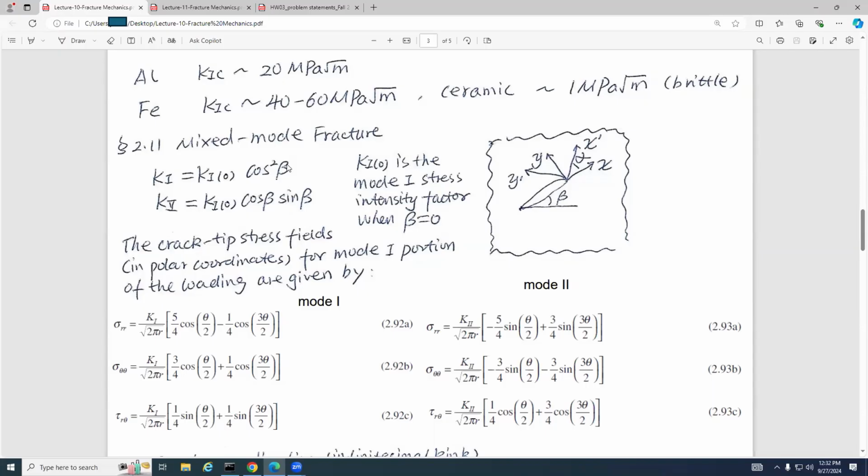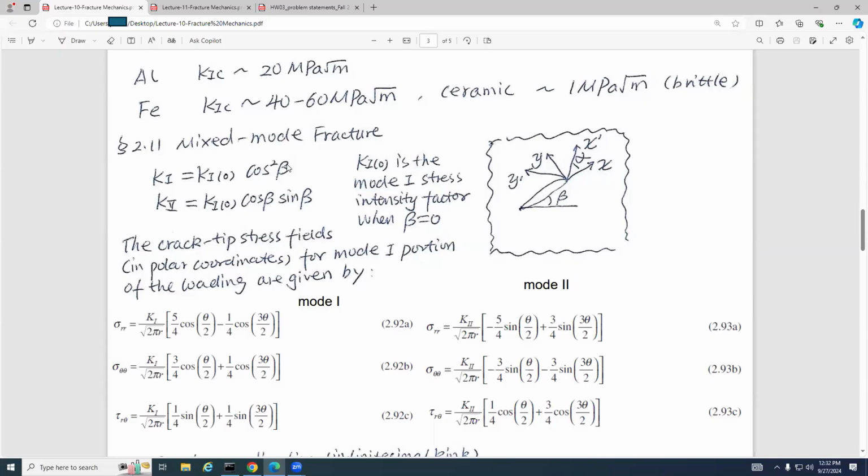If we decompose the original stress in two directions, x and y, we will have a pair in this direction and another pair in this direction. This pair will result in the K1, and this pair will result in the K2.